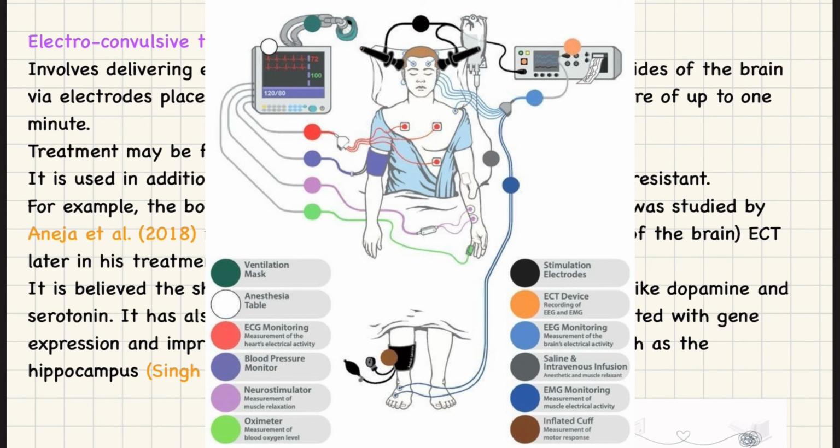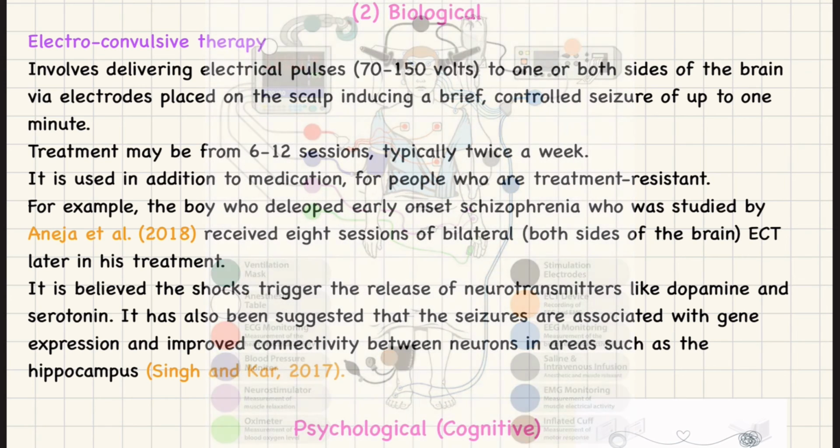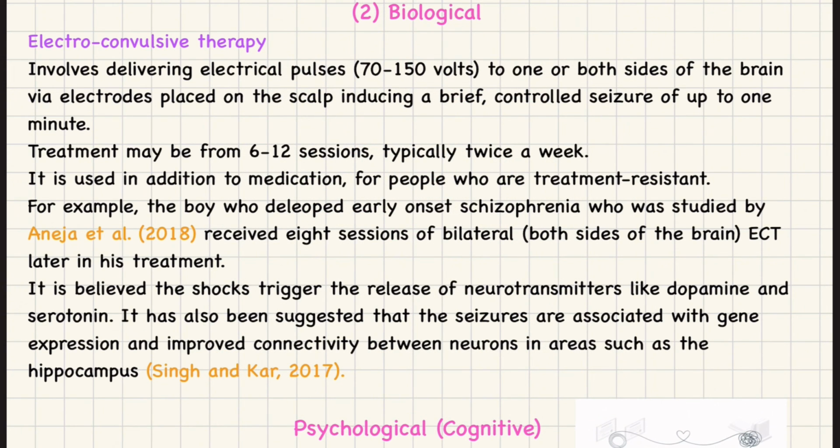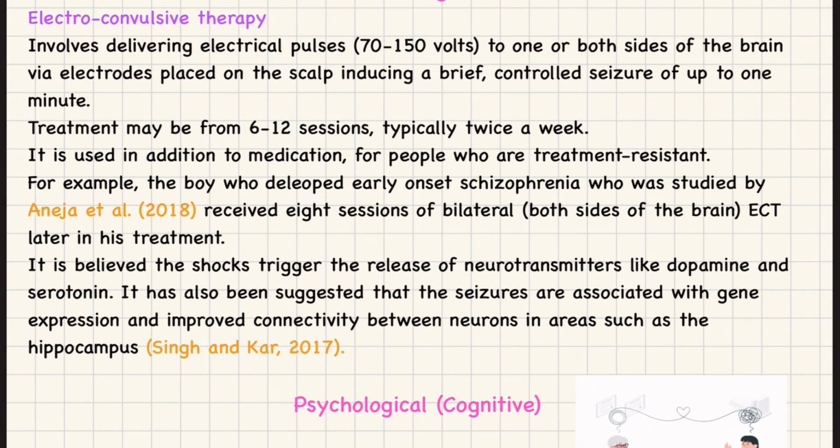Electrodes are placed on the scalp and a seizure is induced in the patient. Now, this treatment may be from 6 to 12 sessions, and typically there are 2 sessions during a week. And electroconvulsive therapy is used in addition to medication. This is done for people who are treatment resistant.